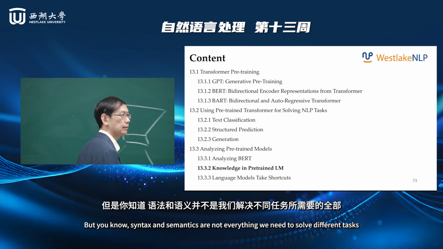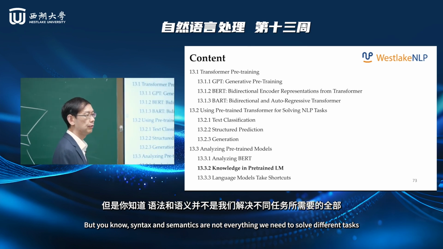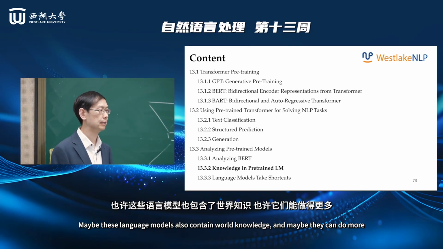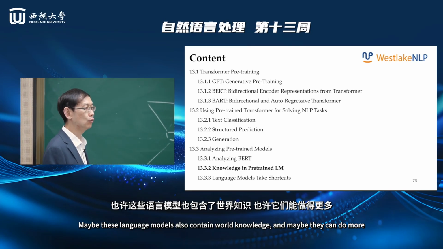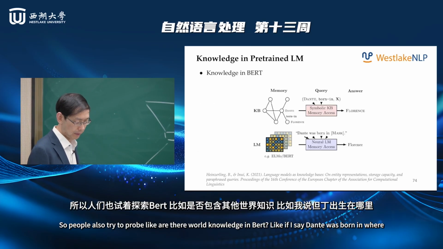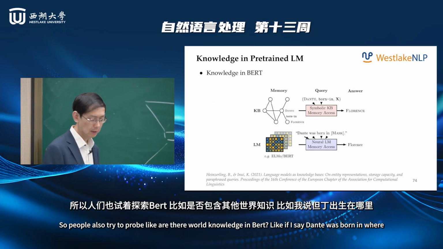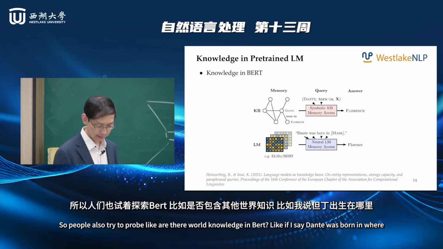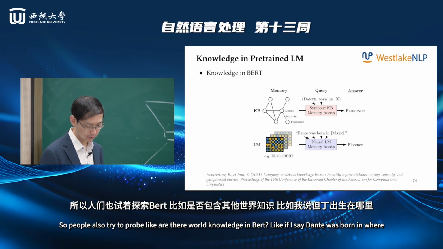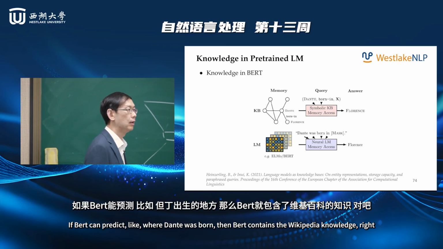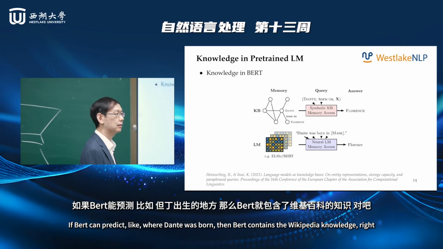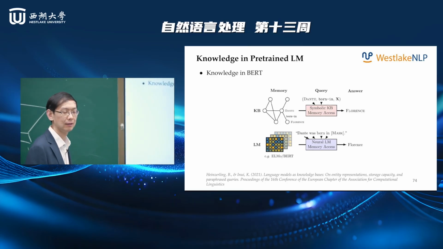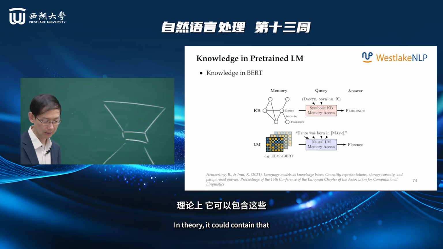But you know, syntax and semantics are not everything we need to solve different tasks, right? Maybe these language models also contain world knowledge. And maybe they can do more. So people also try to probe whether there is world knowledge in BERT. Like if I say, Dante was born in where? If BERT can predict where Dante was born, then BERT contains, like, Wikipedia knowledge, right? In theory, it could contain that.